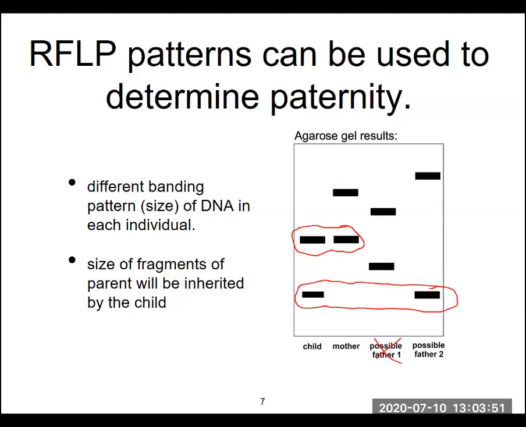We probably need to do more tests. Doing it on a single thing like this isn't scientific, but if we were to do more tests, we can determine whether or not this is likely to be the father. And again, this is based on the fact that the offspring is going to receive one characteristic, one trait, one gene from the mother, and one gene from the father.